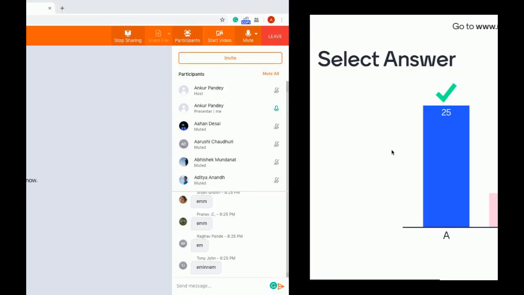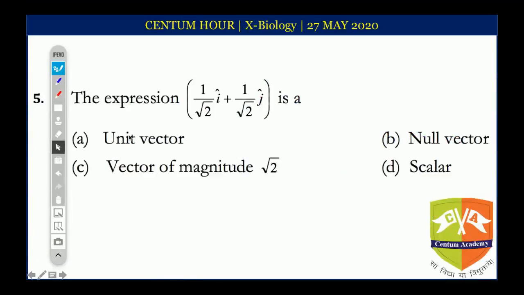Yes, beta, because the magnitude was coming as 1, no? So the answer will be unit vector. Unit is 1, okay?